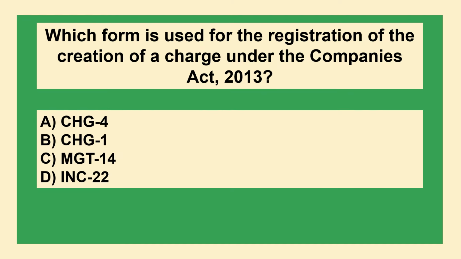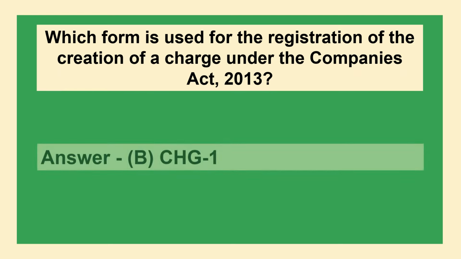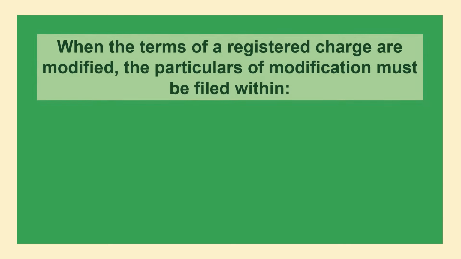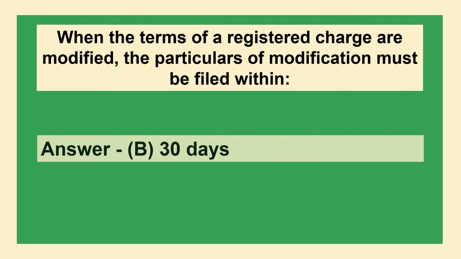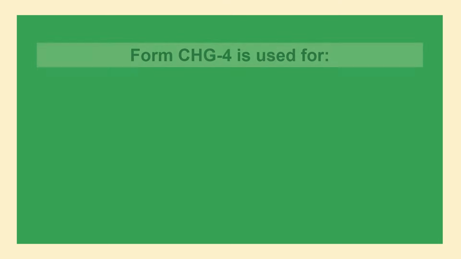The next question is, which form is used for the registration of the creation of a charge under the Companies Act 2013? Option A, CHG 4; option B, CHG 1; option C, MGT 14; option D, INC 22. And the correct answer is option B, CHG 1. The next question is, when the terms of a registered charge are modified, the particulars of modification must be filed within option A, 15 days; option B, 30 days; option C, 45 days; option D, 60 days. And the correct answer is option B, 30 days.